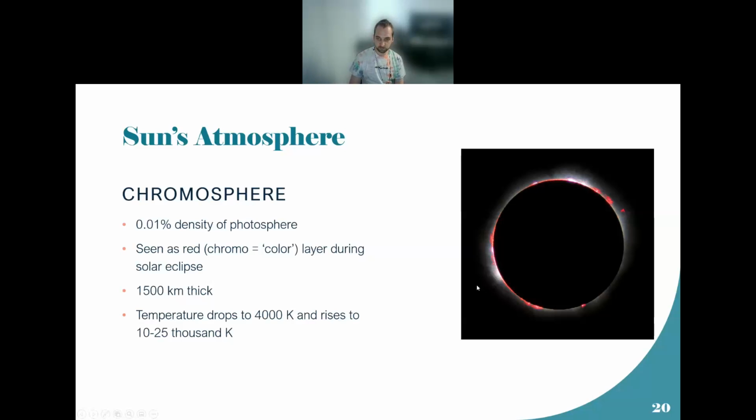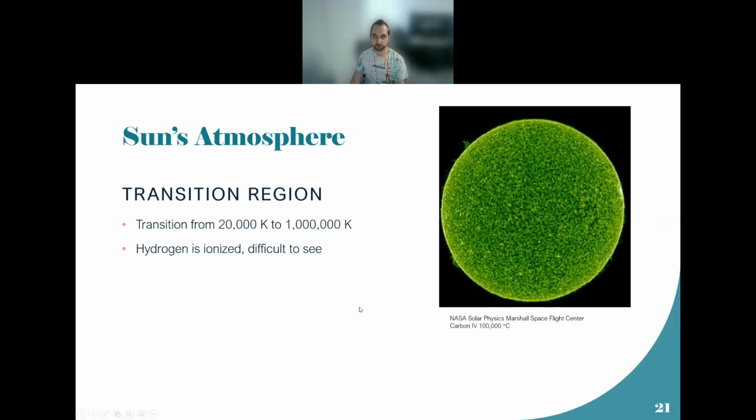It is thicker than the photosphere. It's 1,500 kilometers thick. And here the temperature drops from that 5,800 Kelvin down to 4,000 Kelvin, and then rises up to 10 to 25,000 Kelvin. In between the chromosphere and the corona is a very thin transition region where the temperature transitions from 20,000 Kelvin all the way up to 1 million Kelvin.